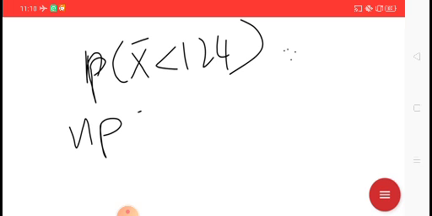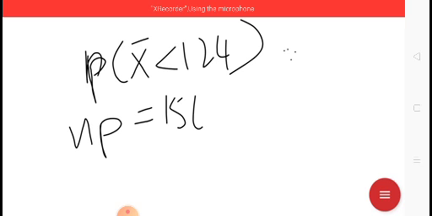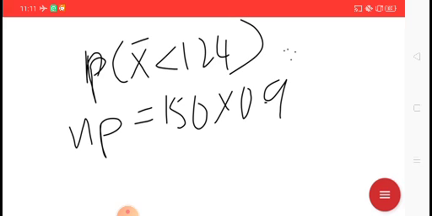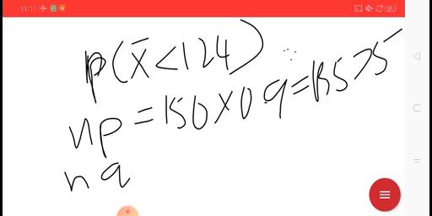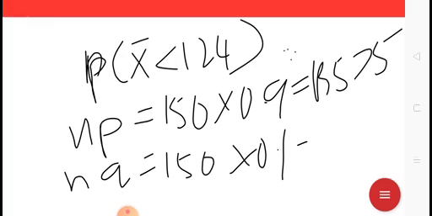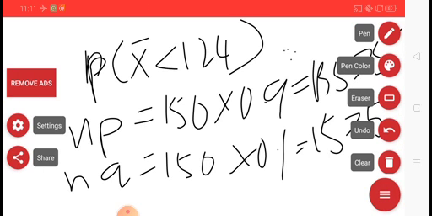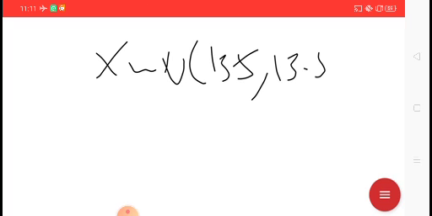So np is equal to 150 times 0.9. So you have 135, larger than 5. nq equal to 150 times 0.1, so it's 15, more than 5 also. So it means you can use approximation. So now you can find the np and npq, and you may be able to find the normal distribution, 135 and 13.5. So this is your parameter.